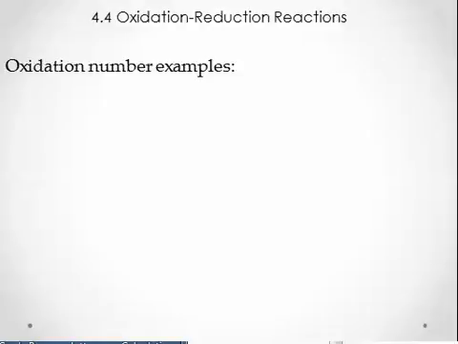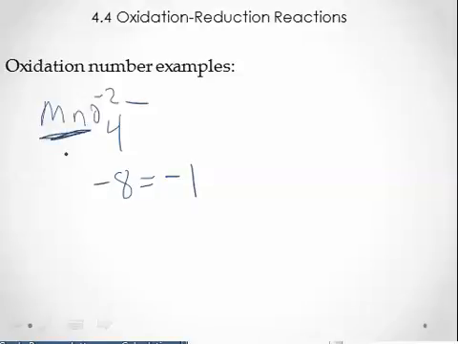And let me find my examples. All right, so here's an example. Let's look at MnO4 negative. Now, if we look at our rules, we know that oxygen is almost always negative 2. So we have 4 oxygen, so that's negative 8. We know the whole thing is equal to negative 1. We have 1 manganese, so what's going to give us negative 1 when we subtract 8 from it? That's going to be 7. So in this example, manganese has an oxidation number of plus 7.